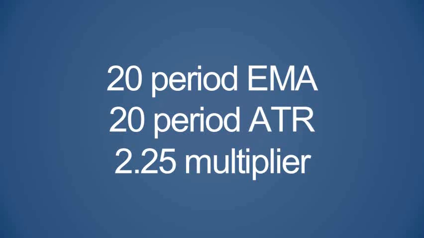So, the channel trading plan. The original Keltner used a 10 period for the moving average, but it caused traders to be whipsawed around far too much. Over time, the popular setting became a 20 period EMA, a 20 period ATR, and a 2.25 multiple.